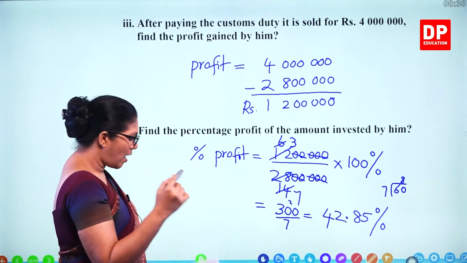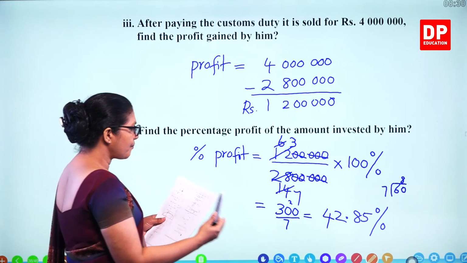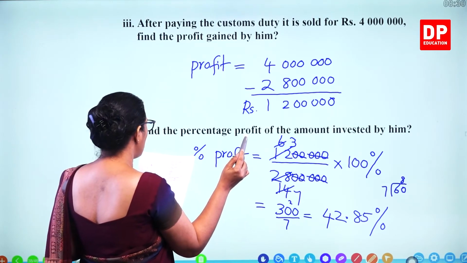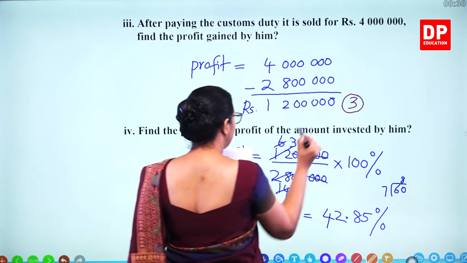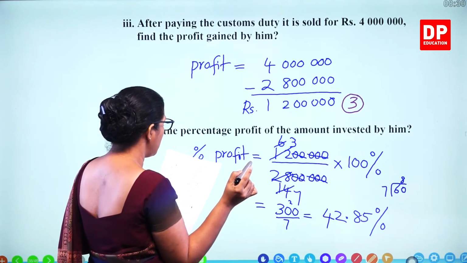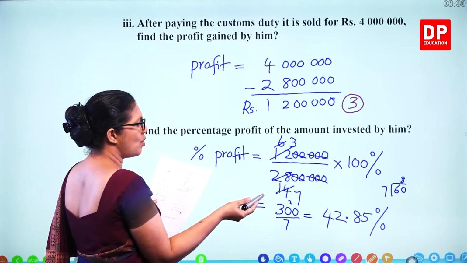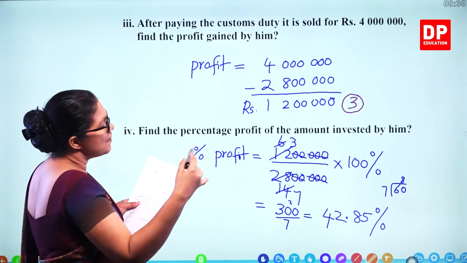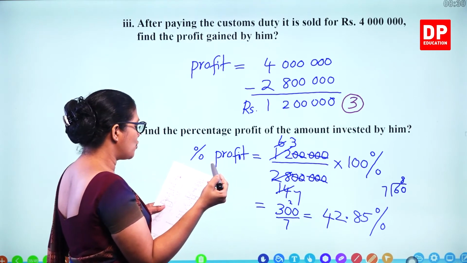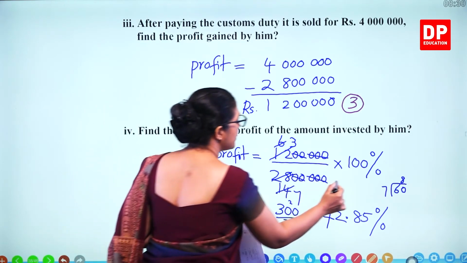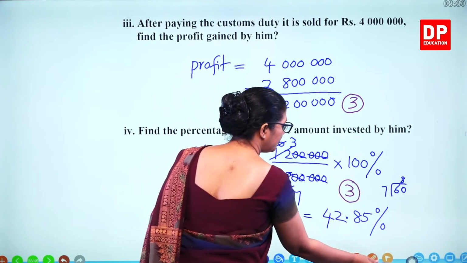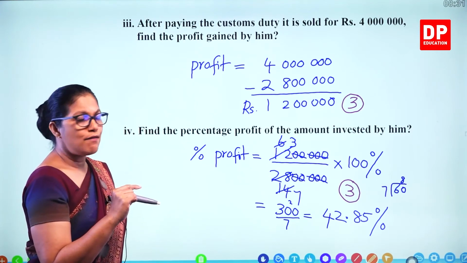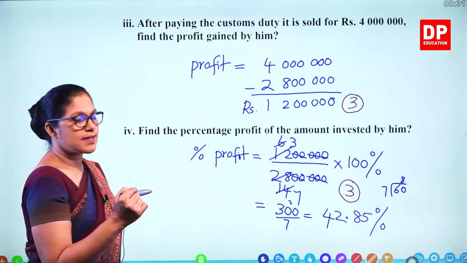So let's give marks. So you get 1,200,000, 3 marks. And this answer you can write correct to whole number or 1 decimal place. 42.857, but we did only up to 2, so 3 marks for that. So 3 and 3, 6, before we gave 4 marks, altogether 10 marks.